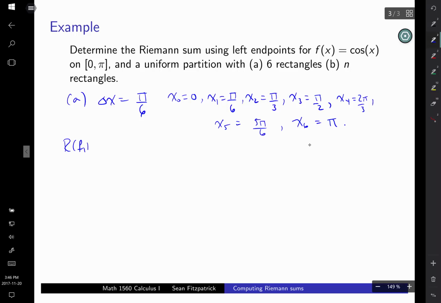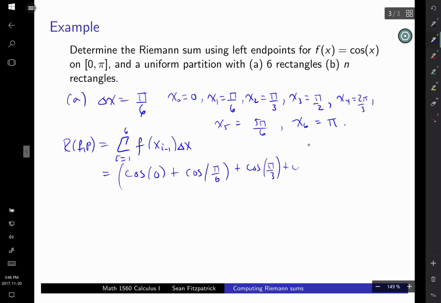So my sum looks like this. The sum, i going from 1 to 6, f of x_{i-1} times delta x. So this looks like cos of, when i equals 1, we get x naught. We get 0, and then cos of the next one, pi over 6, cos pi over 3, cos pi over 2, cos 2 pi over 3, cos 5 pi over 6, and we multiply that whole thing by delta x, which is pi over 6.